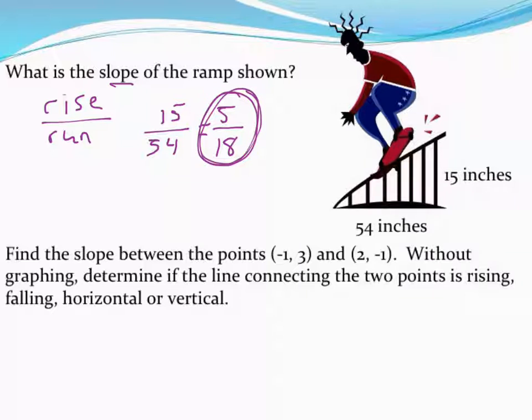Now, since it's a ratio, we always want to leave it as two numbers, so we're not going to have a mixed number. We're always going to have an improper fraction if that's the case. No decimals. We always want our slope to be a ratio, so two numbers.